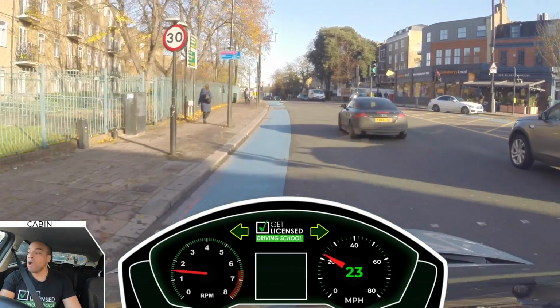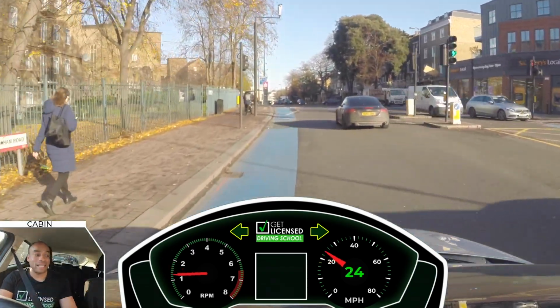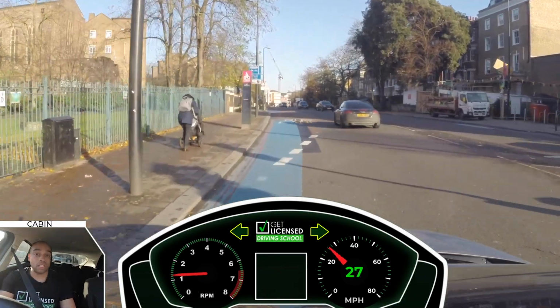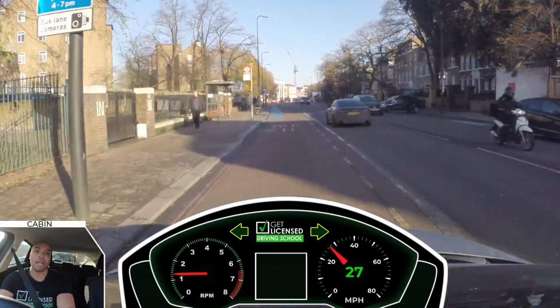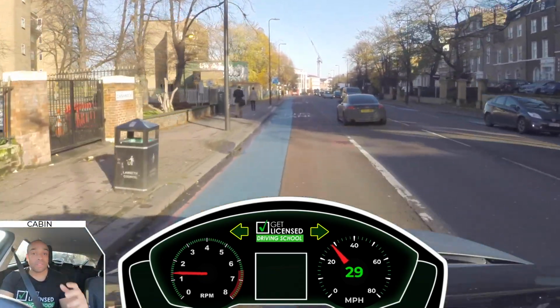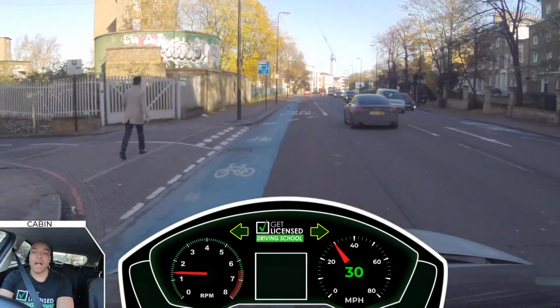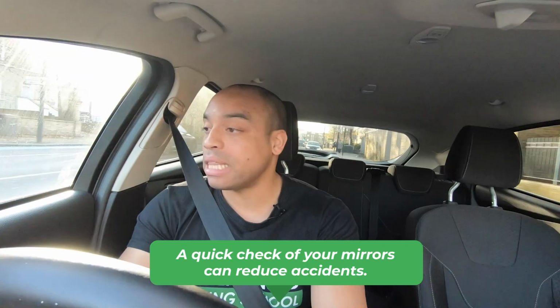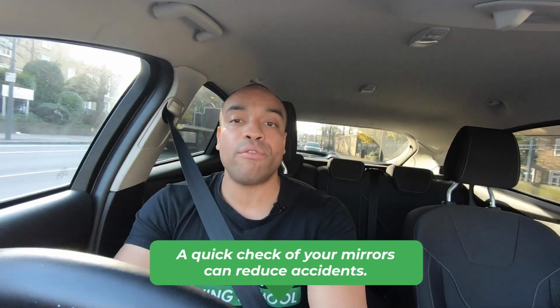Once you're setting off from a traffic light, see what I did there? I checked the left and the right mirror. What if there was a cyclist coming up the left side or a motorbike coming up my right side and overtaking me just as the light turned green? That could be a problem. I need to know about that just before I set off. So I'm checking the left and right mirror every time I set off from stationary.